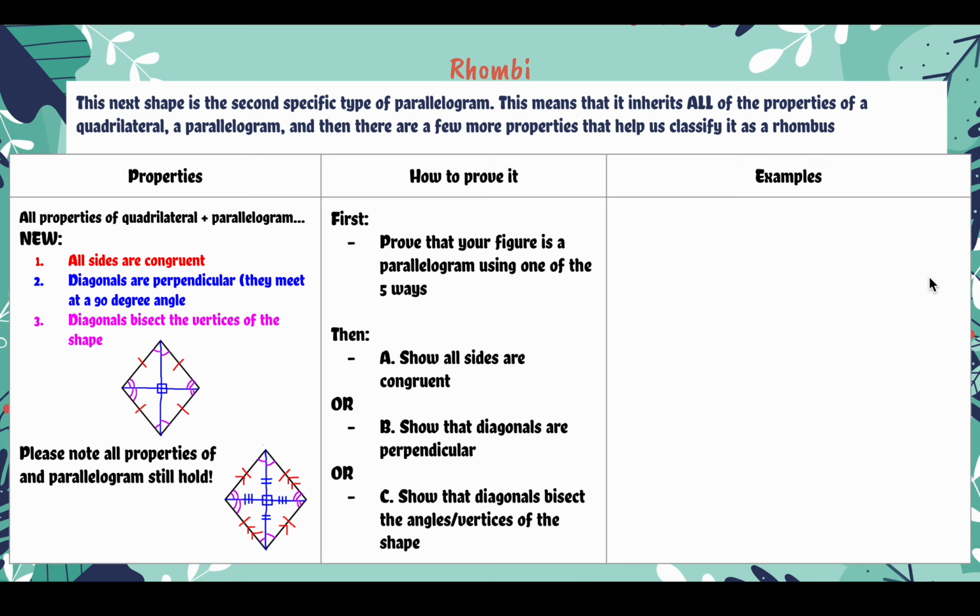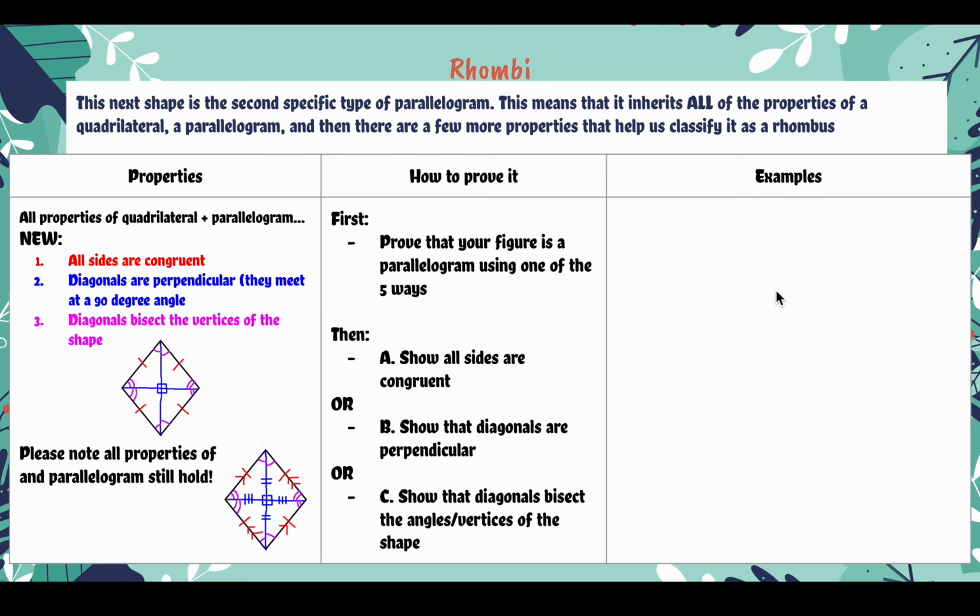Now, how to prove it? First, you always have to prove that your figure is a parallelogram first, right? So in your proof, you have to have a statement that says, let's say, quadrilateral ABCD is a parallelogram, and then your reason would be one of the 5 theorems or methods that we talked about back in the other video. So if you forgot, you can use your flipbook to go back to that.